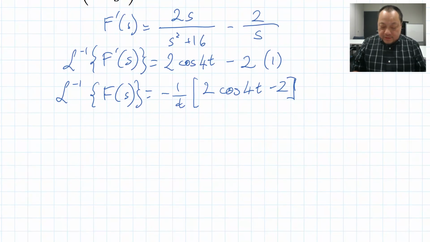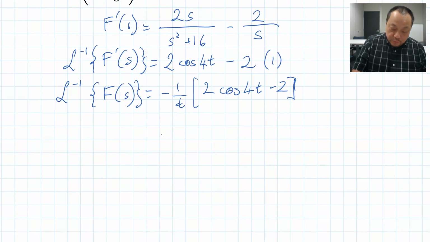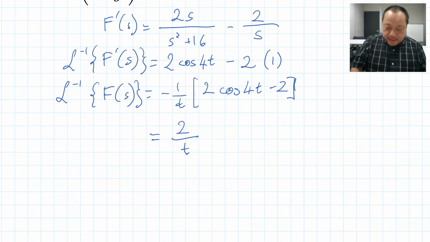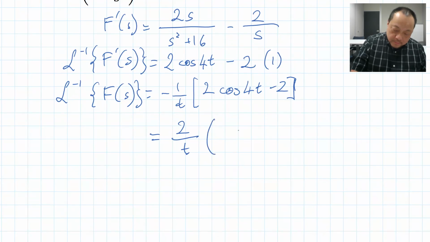If you want to be nice, some people don't like having a negative in front if they don't have to. And there's a common factor of 2 inside the brackets. So if you want to be nice, you can factor out the 2 and multiply the negative on the inside to arrive at 1 minus cosine 4t.